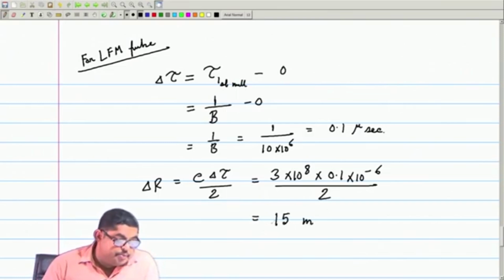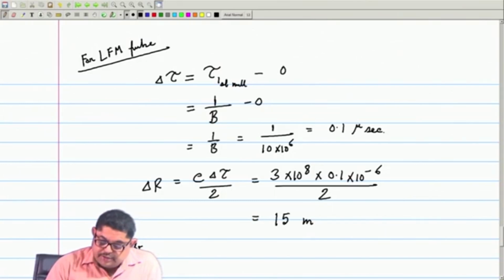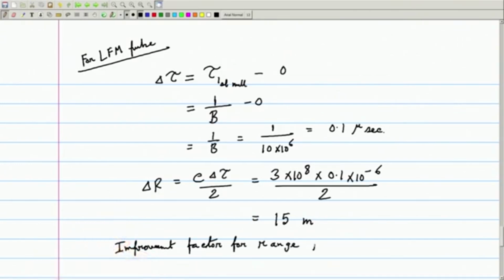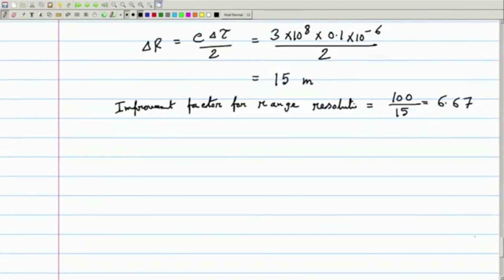So, the improvement factor for range resolution is 100 by 15, that is 6.67 times. By giving the LFM pulse we have improved. Okay. Now, this is the story for this.